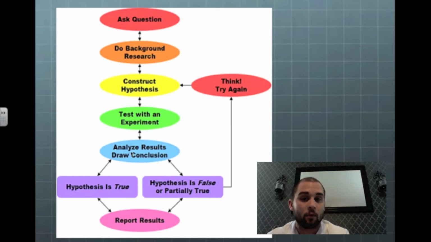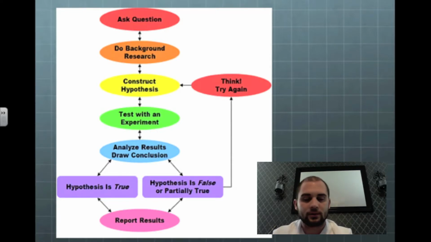If the data supports our hypothesis, then our hypothesis is true, and we report our results. If, however, the data does not support our hypothesis, then we have to go back here, think about it, and then try it again. Come up with a new hypothesis and retest it until we get a result that shows the hypothesis is true. And then we report it, and we tell all the scientific community what we did and how we did it. And that's how science advances. People publish stuff in journals, a bunch of people test it. If it tests true, then it becomes scientific law, and it's like, that's it.